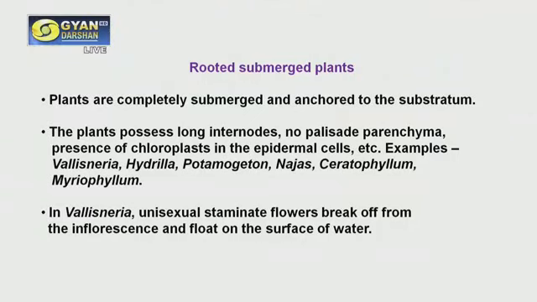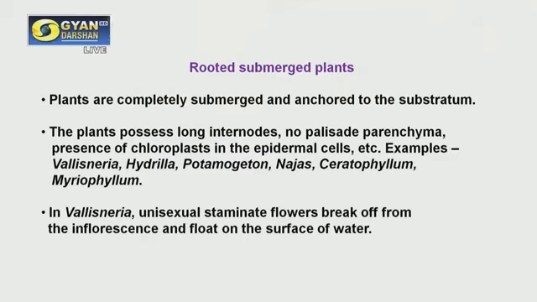Now we come to the third category of hydrophytes, that is rooted submerged. So here, unlike the earlier two classifications, the plants are completely submerged. We do not find any floating parts or floating organs. The entire plant is present below the water surface, and they are anchored, attached to the substratum. These plants possess long internodes, no palisade parenchyma, and chloroplasts in the epidermal cells, like Vallisneria, Hydrilla, Najas, etc.